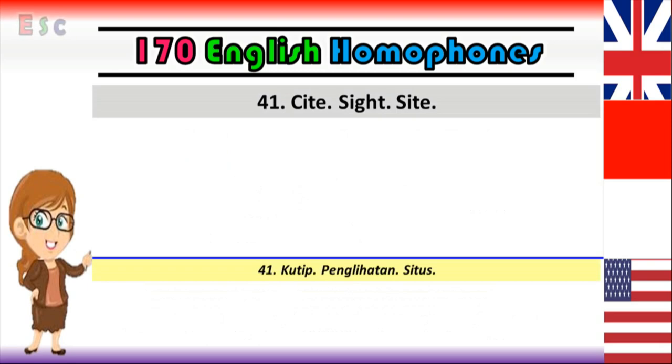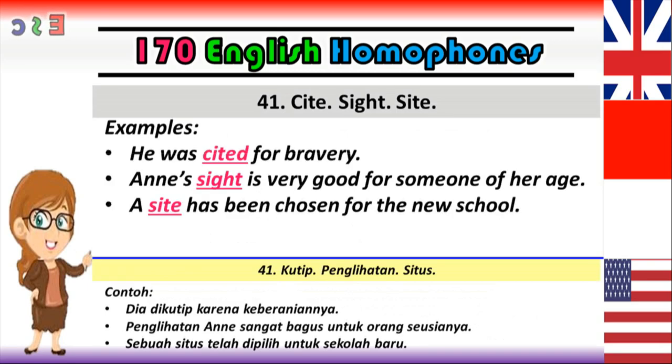41. Cite, sight, site. Examples. He was cited for bravery. Anne's sight is very good for someone of her age. A site has been chosen for the new school.